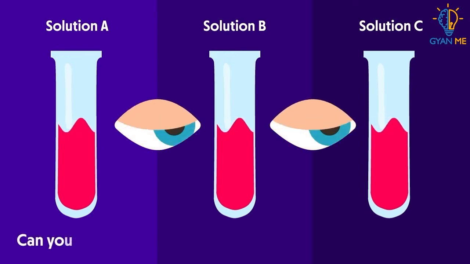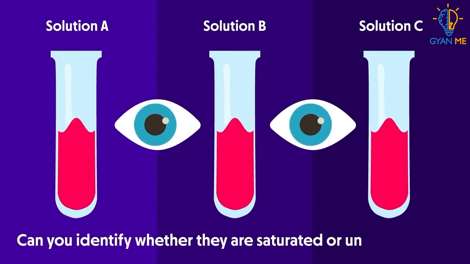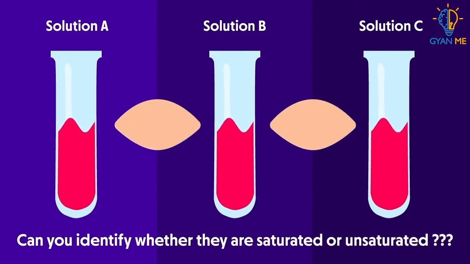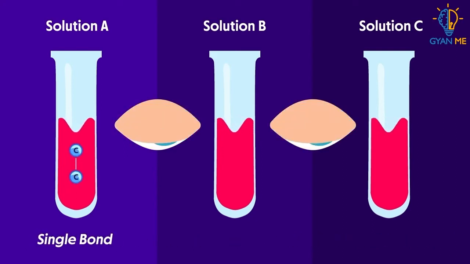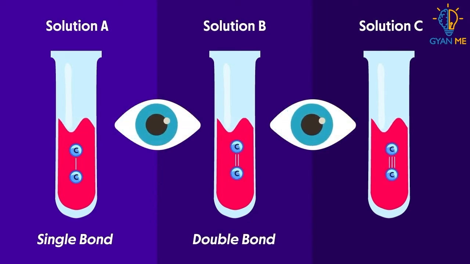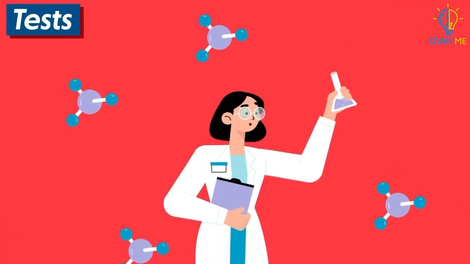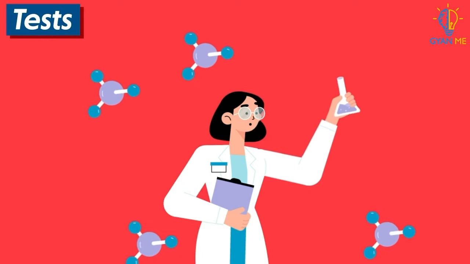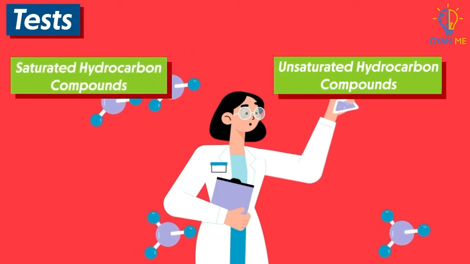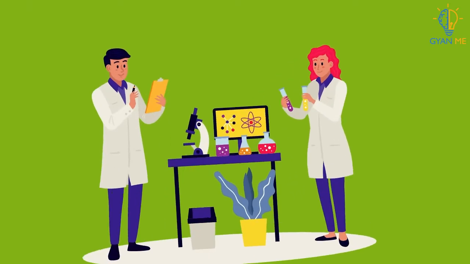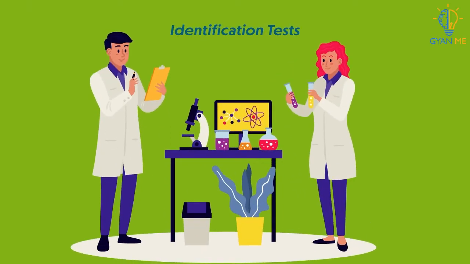We left a question for you there. If you are given three solutions, can you tell me which one is saturated or unsaturated by simply looking at it? For any solution, we know that we cannot see and identify whether it has a single bond, a double bond, or a triple bond. So how do we know if a solution is saturated or unsaturated? For this, we need to perform certain identification tests, and then we can distinguish between saturated and unsaturated carbon compounds.